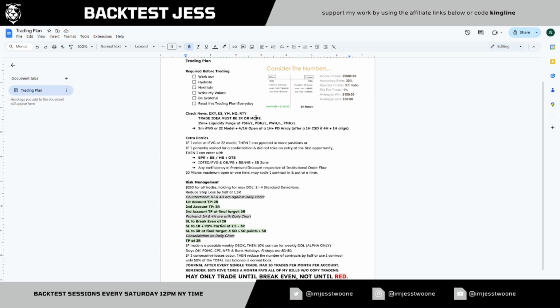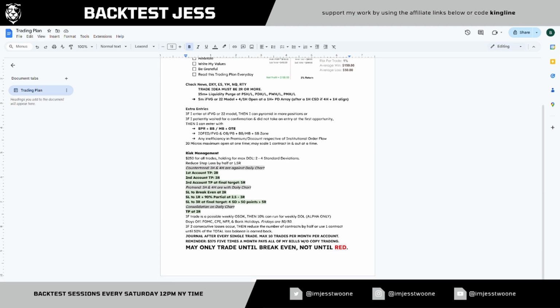Trade idea must be 2R. I'm waiting for a 15-minute liquidity purge, session, daily, weekly, monthly high. I'm waiting for a 5-minute inversion or 2022 model, coupled with a 4-hour or 1-hour open inside of a 1-hour PD array, ideally. No problem. And then, you know, just my trade management and everything else that I enter off of.